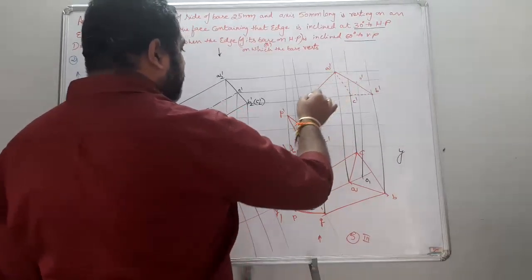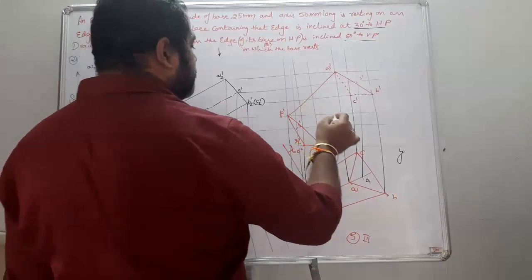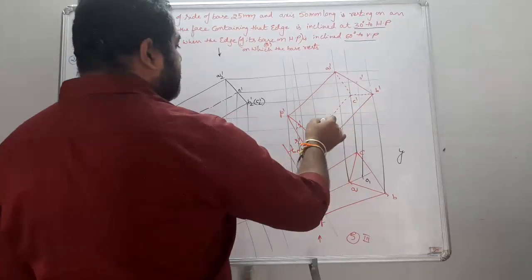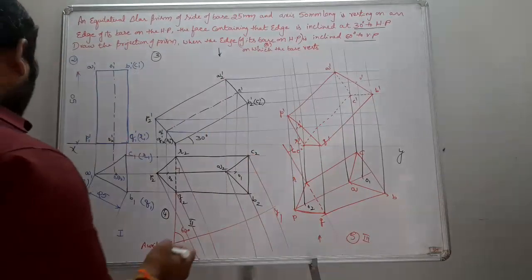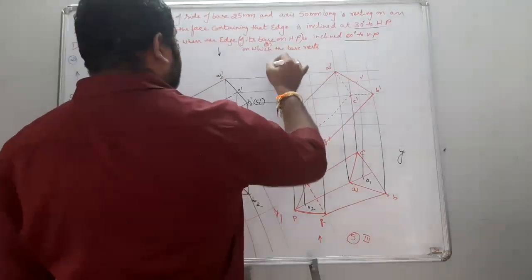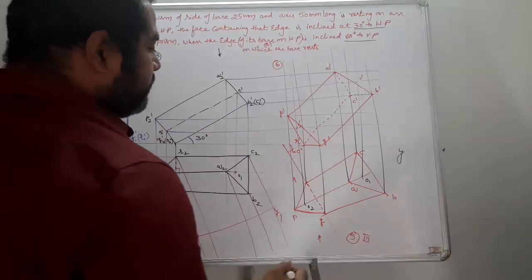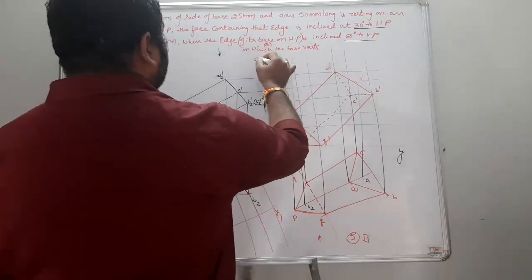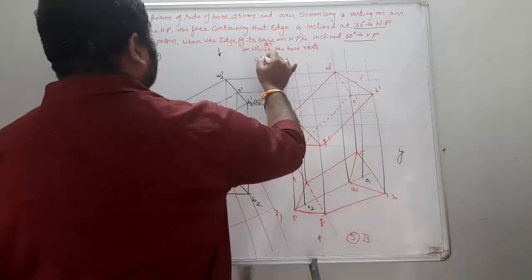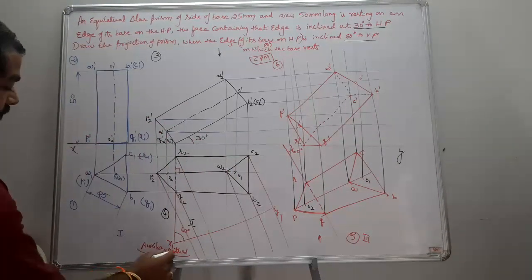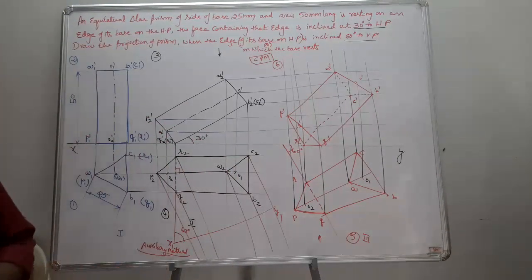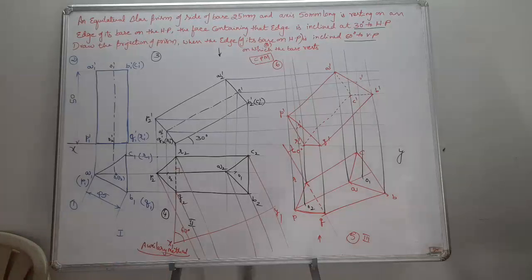A dash with P dash, P with Q, and C with R. Okay. So this becomes your sixth step. So this is change of position method. So this is auxiliary. Students, is it clear?